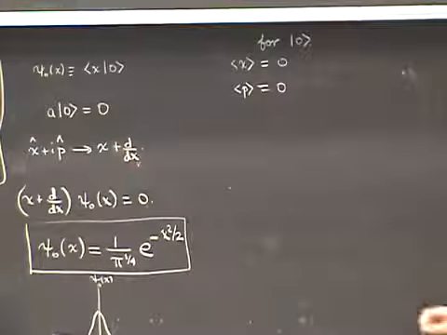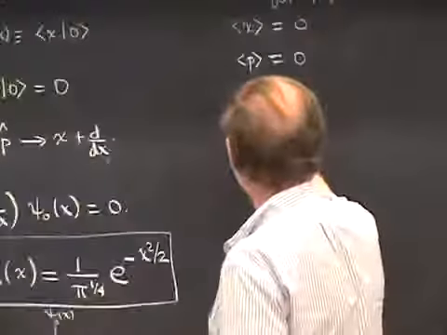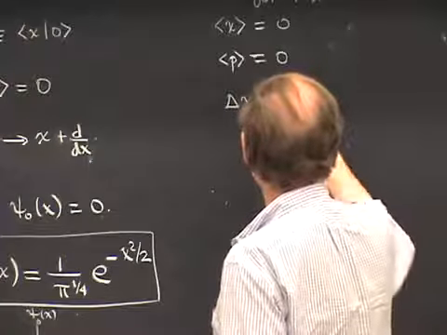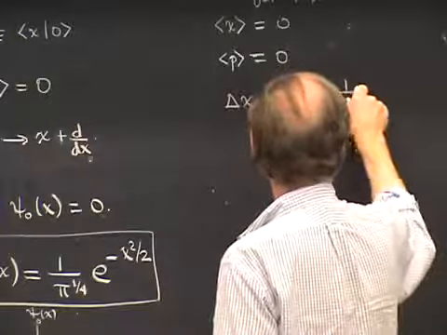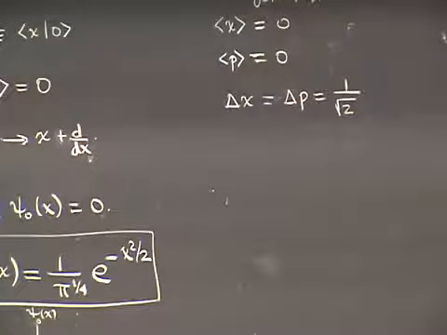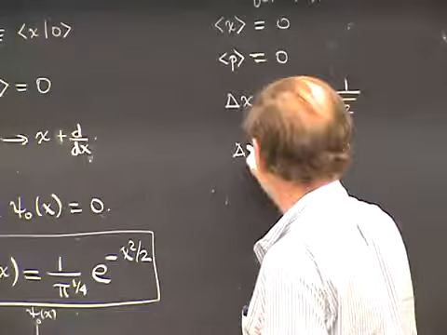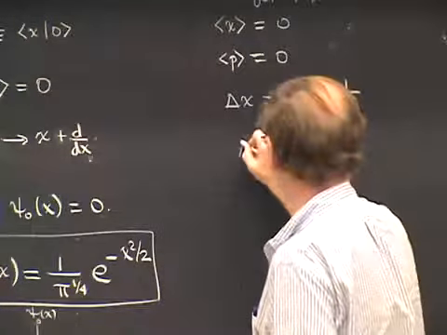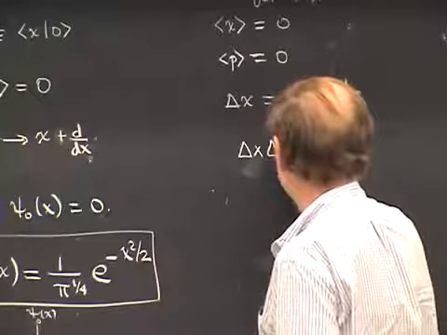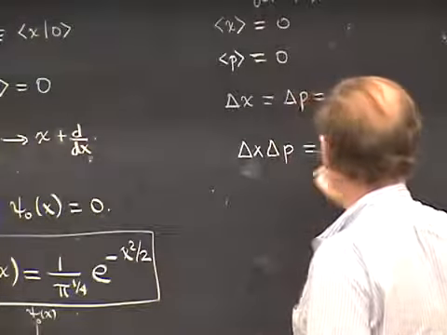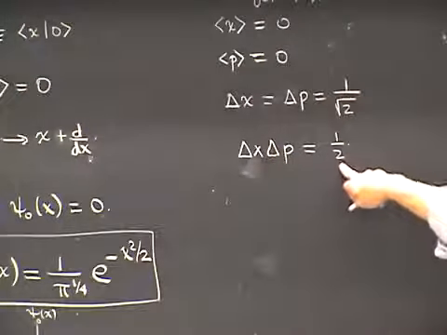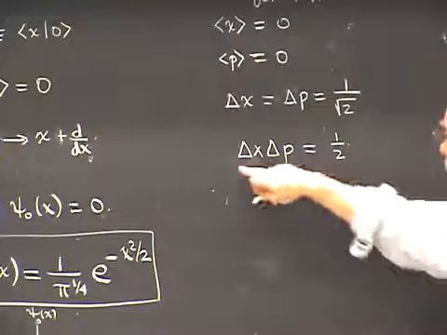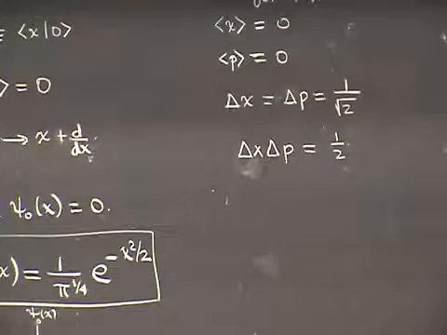And one can also show quite easily that the dispersion delta x is equal to the dispersion in momentum delta p, which is 1 over the square root of 2. This means, obviously, the dispersions are equal, and it also means that the product of delta x times delta p is equal to 1/2. This is all in units where h bar is equal to 1, so this would be h bar over 2 in ordinary units. And this is the minimum value of delta x times delta p allowed by the uncertainty principle.